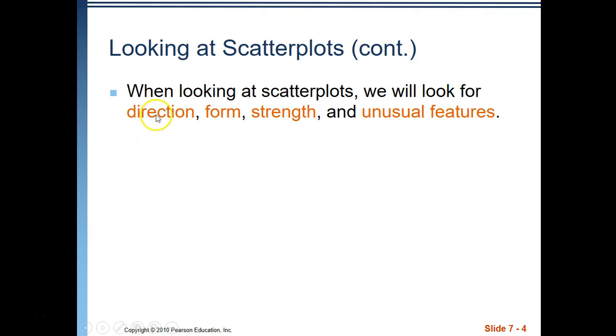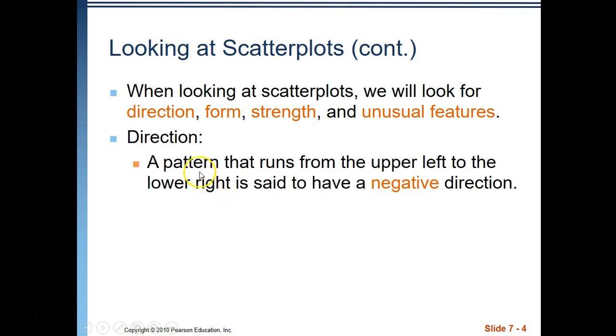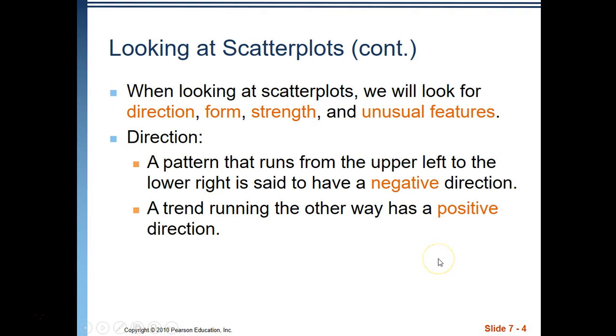So looking at scatter plots, we usually can look to see the direction they're going, whether it's up or down, and the form they're taking. Is it more like a straight line? Is it curving a little more? Then the strength of it: are the points tightly close together in a straight line? And is there anything unusual that happens with the data? So you could have direction: a pattern that runs from the upper left to the lower right would be a negative direction. A trend running the other way, up, would be a positive direction.